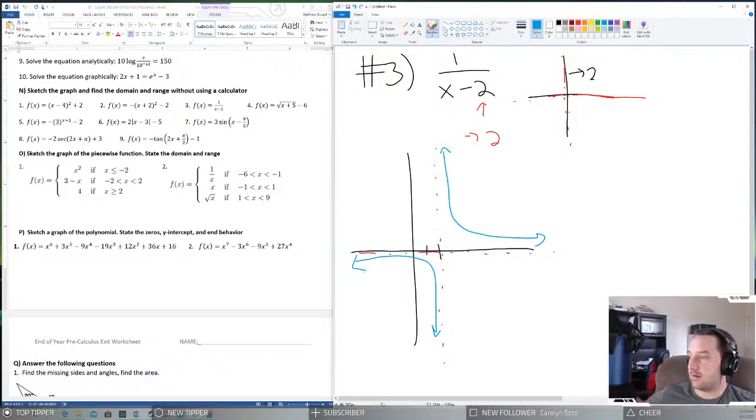So then the domain would be everything but here, so negative infinity to 2, 2 to infinity. And then the range would be anywhere but here, so that would be from negative infinity to 0, from 0 to infinity.